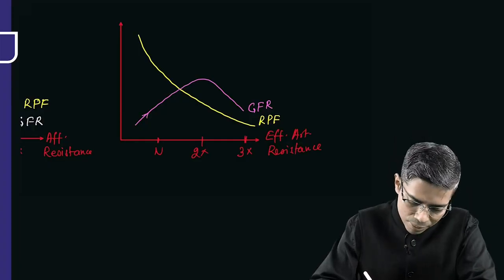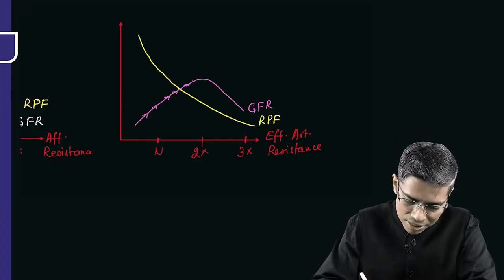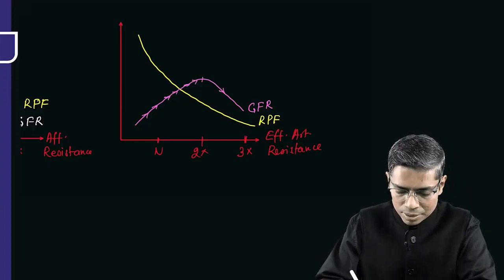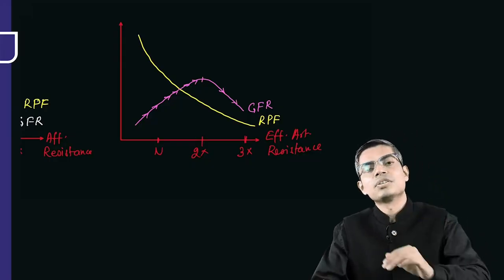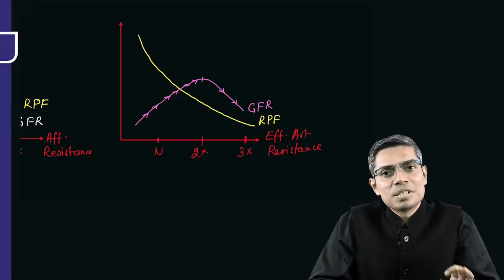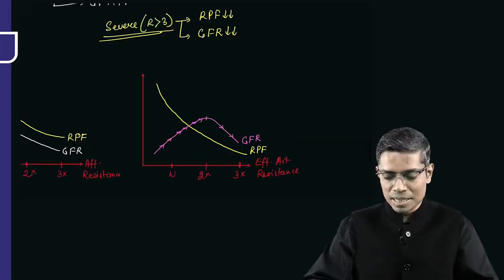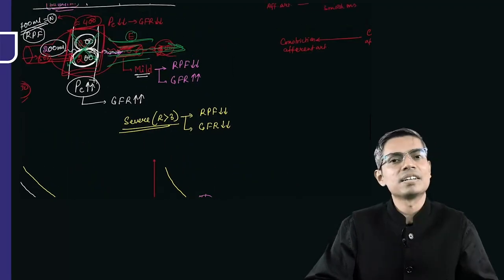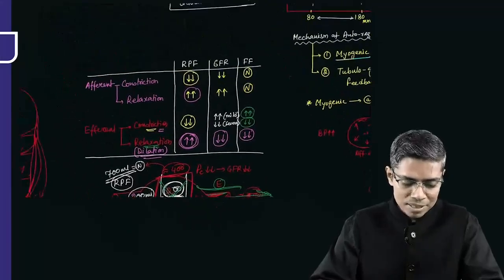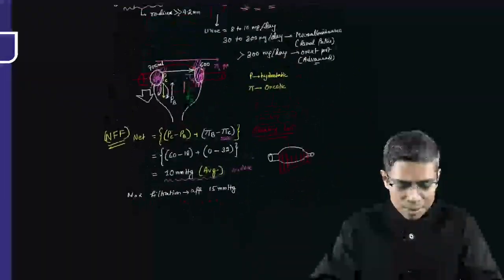So that's why you are finding that the curve is like that: initially the GFR is rising, but later on the GFR goes on reducing more and more. So this is all about the regulation of GFR, which is done by afferent and efferent arteriolar constriction. So we have discussed so many things about the GFR and its regulation.